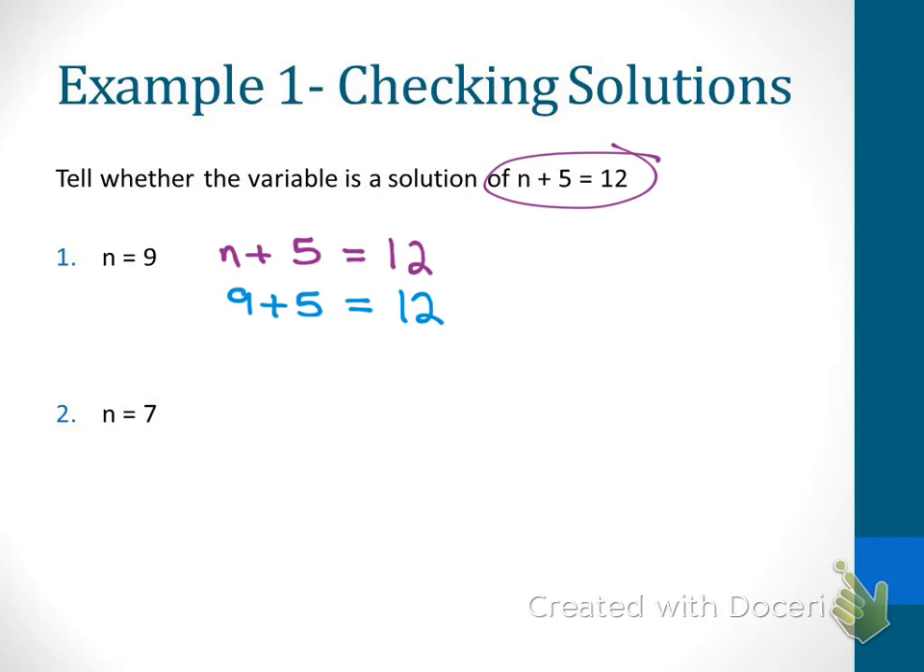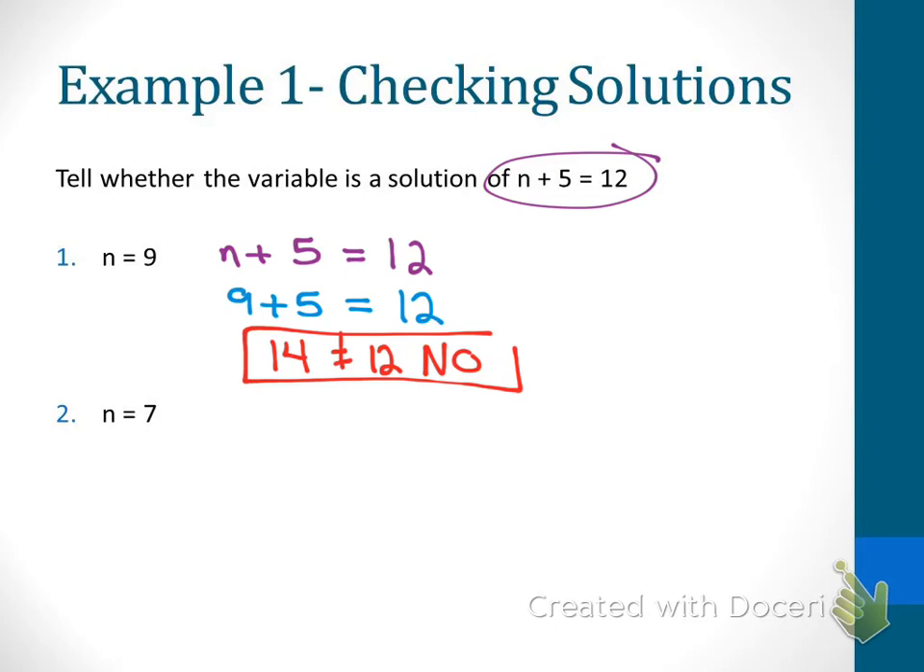And now what's 9 plus 5? Xavier? It's 14. Very good. 14, wait, does 14 equal 12? No. Okay, so no, this is not a solution. N equals 9 is not a solution for this equation.